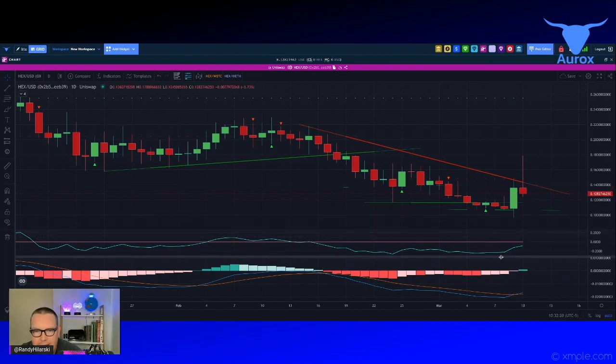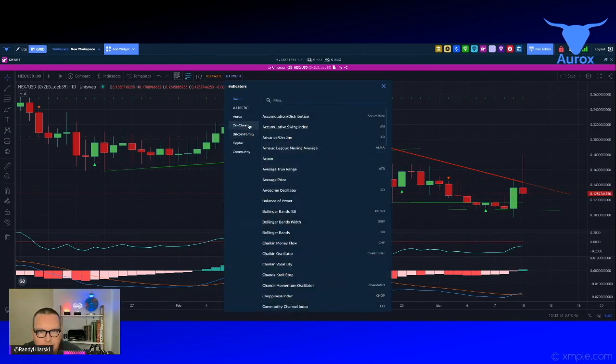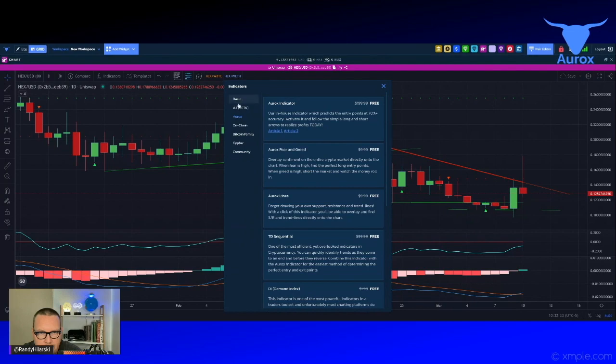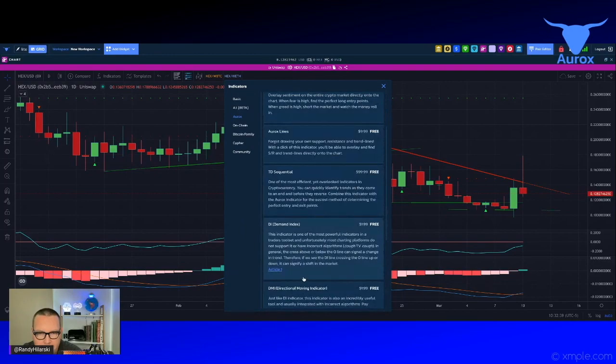All right, next one is the demand index, and as you can see, when we switched over the Aurochs indicator to green, we started trending upwards with the demand index. And let me explain to you what the demand index is. This is where you find all of your indicators. You go to Aurochs, and these are all the ones that we have. I use the demand index. This indicator is one of the most powerful indicators in a trader's tool set, and unfortunately, most charting platforms do not support it or have incorrect algorithms. In general, the cross above or below the zero line can signal a change in trend. Therefore, if we see the DI line crossing the zero line up or down, it can signify a shift in the market.